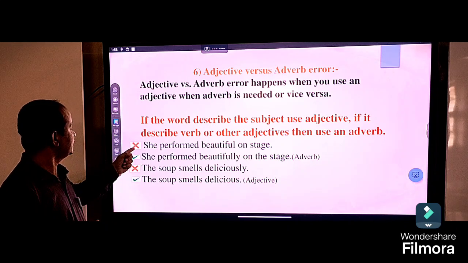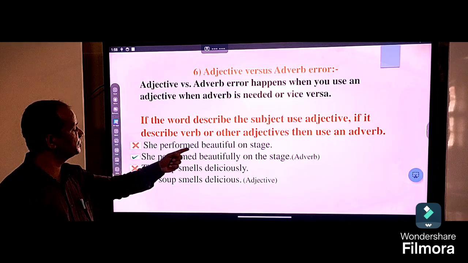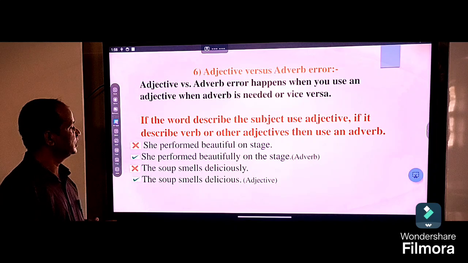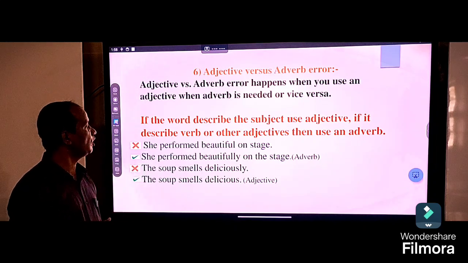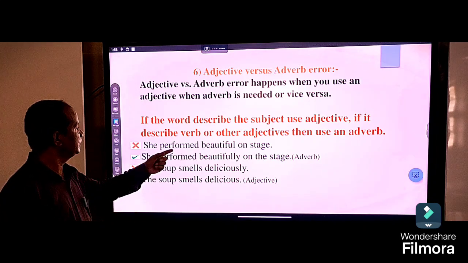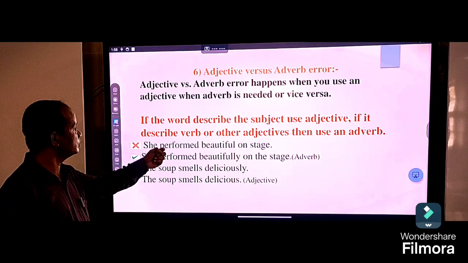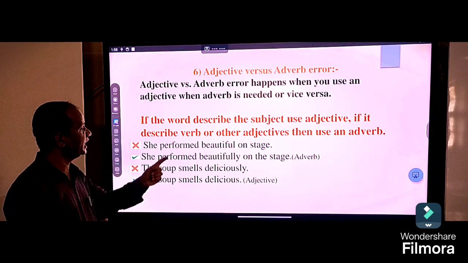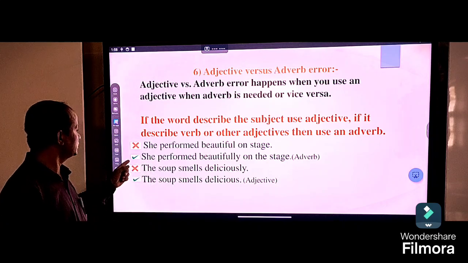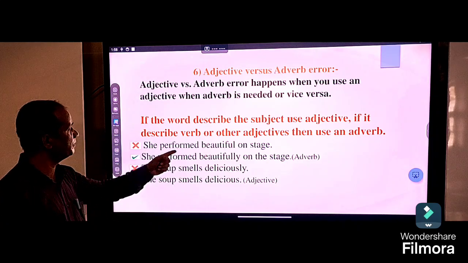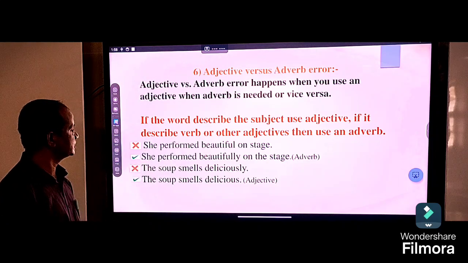Here, I have stated the example. She performed beautiful on the stage. Here, beautiful is in adjective form, but it is used to describe a verb. So it should be in adverb form. We have to add the suffix -ly to it. So the correct statement will be: she performed beautifully on the stage.